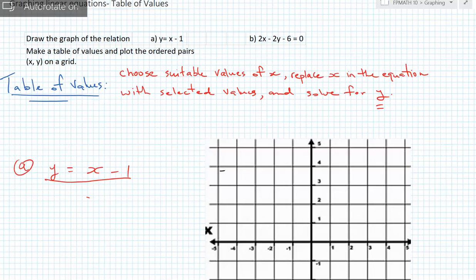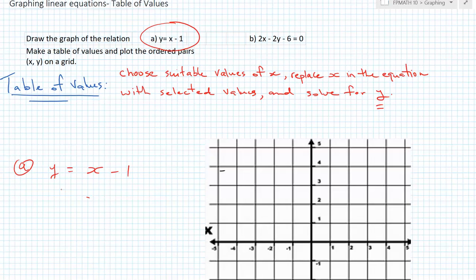Okay, so today we are going to talk about graphing linear equations, and we are going to do that using a table of values. I started with two examples. We're going to start with example A, y equals x minus 1. We are going to graph this equation, and we're going to do that using a table of values.